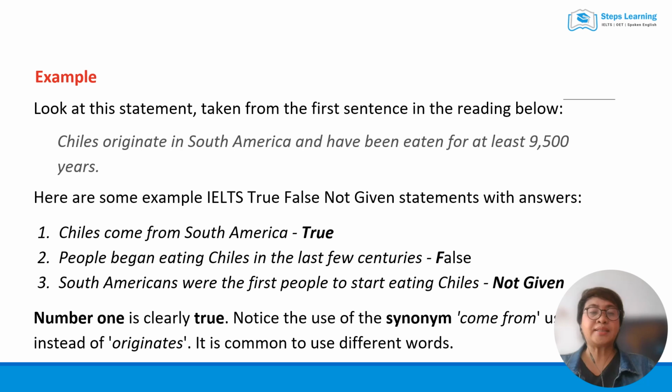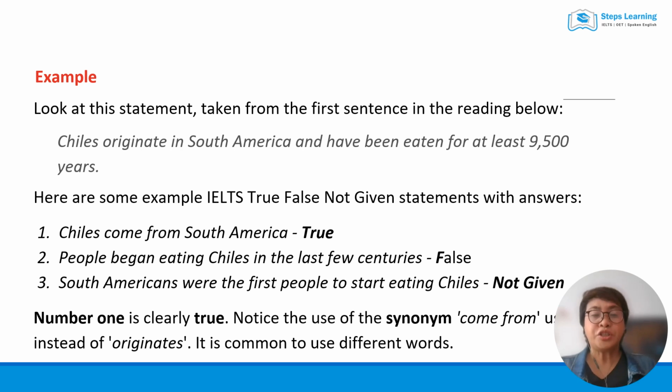Now let's look at this example statement taken from the first sentence in the reading. Now, chiles originate in South America and have been eaten for at least 9,500 years. Now let's look at some examples of IELTS true, false, not given statements with answers.